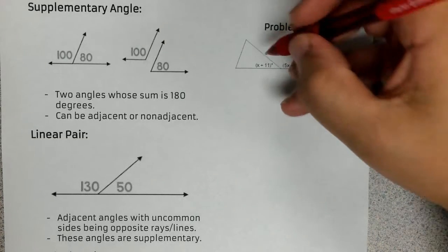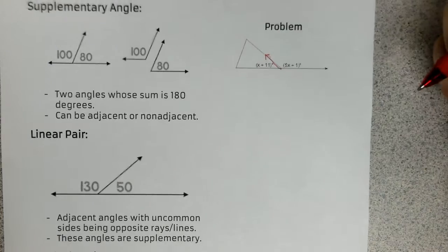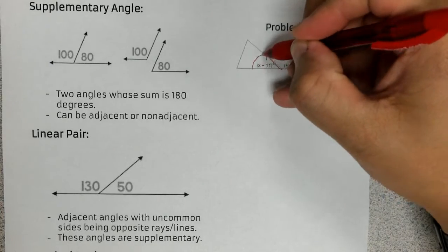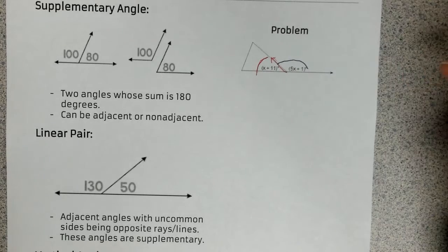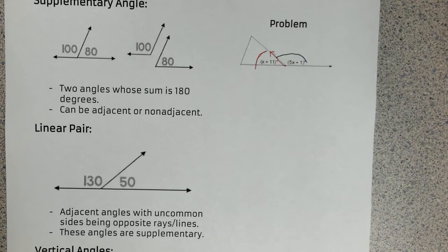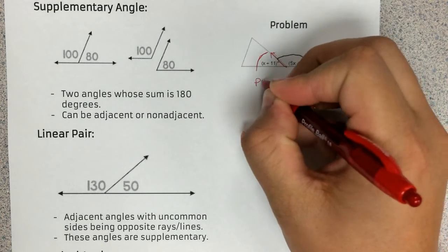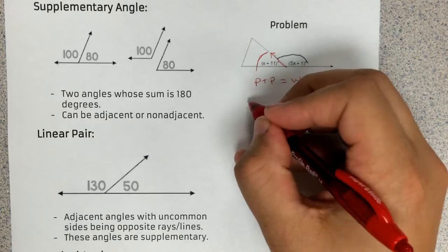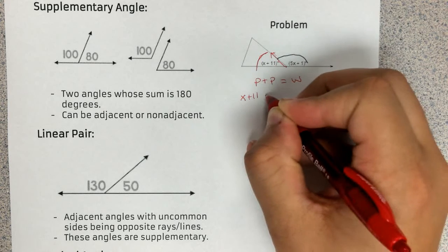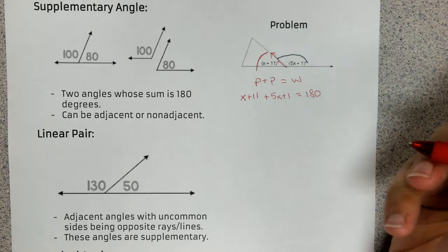Here, I have two angles that are separated by a ray. I have this angle, which is x plus 11, and this angle over here, which is 5x plus 1. Since they are a linear pair, they're supplementary, which means they add up to 180 degrees. So I can use the angle addition postulate, which is part plus part equals whole. I can then say that x plus 11 plus 5x plus 1 is equal to 180 degrees.